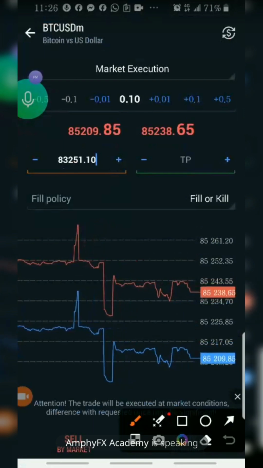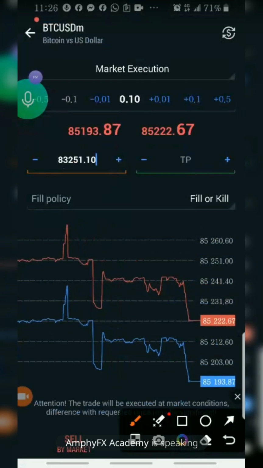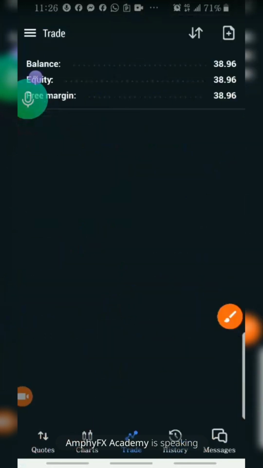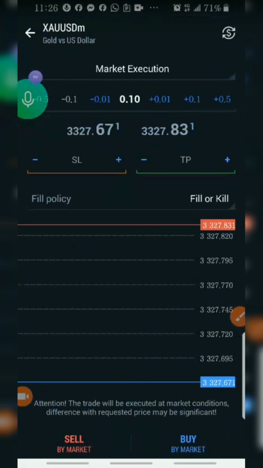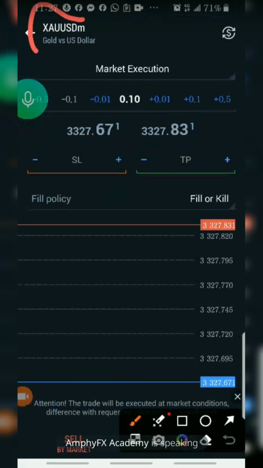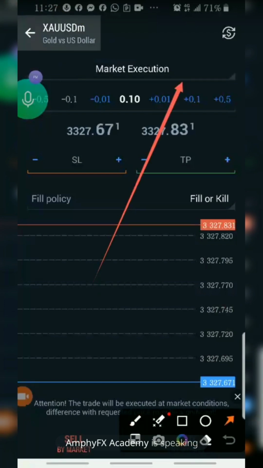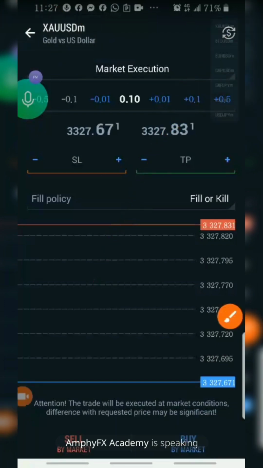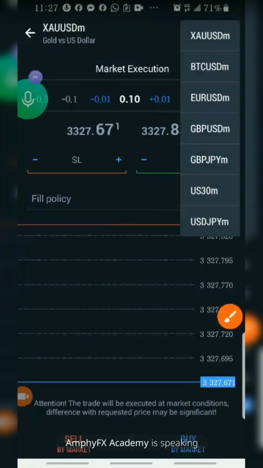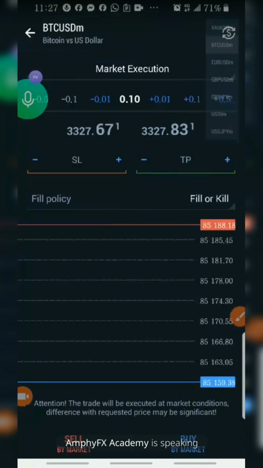Now, if you click on that plus sign, let's say I want to trade BTC. Now I'm on this trade section. I can click on the plus sign. Currently it is on gold. You can see the pair is XAUSD. Now I want to trade BTC. I'll click on the dollar sign. It will bring me the tickers on my watch list. So I want to trade BTC. I'll click on BTC USD. It will now take me to BTC.